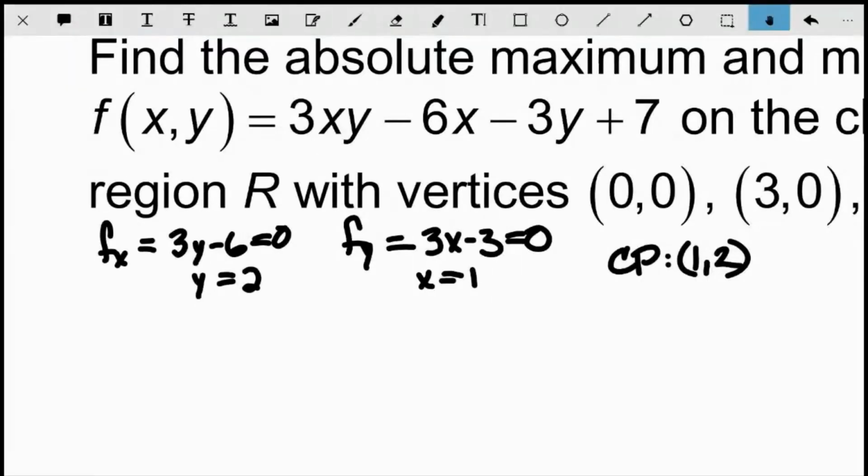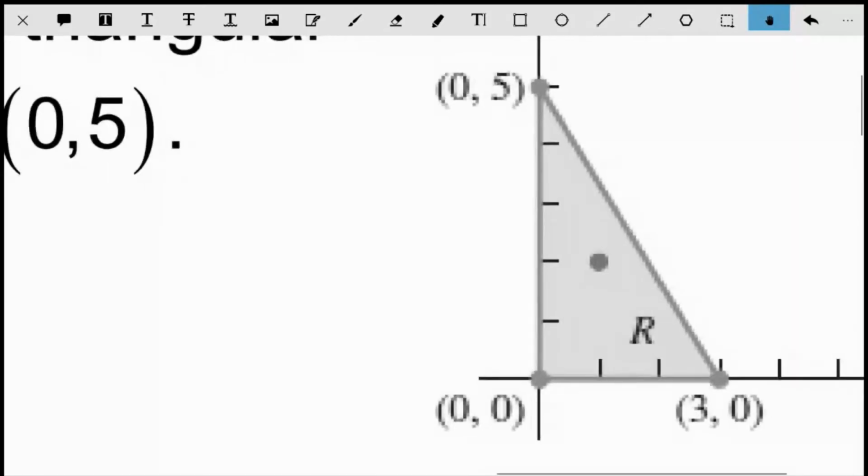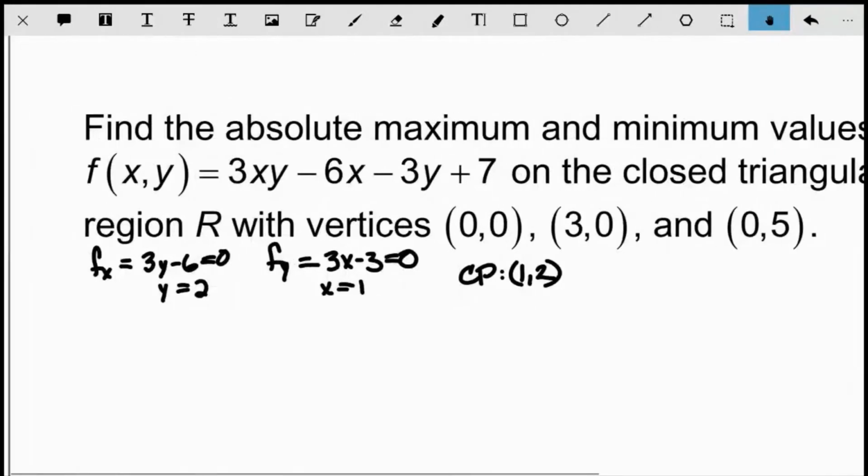Now, remember, we have to look at critical points and endpoints, or boundary points, really is our 3-dimensional version of that. So when I look at this, my boundaries here are these lines that are the exterior or the boundaries of the triangle. Okay, so I've got the one along the x-axis, the one along the y-axis, and then I have that line that angles down through there from the point (0, 5) to the point (3, 0). So those are my boundaries.